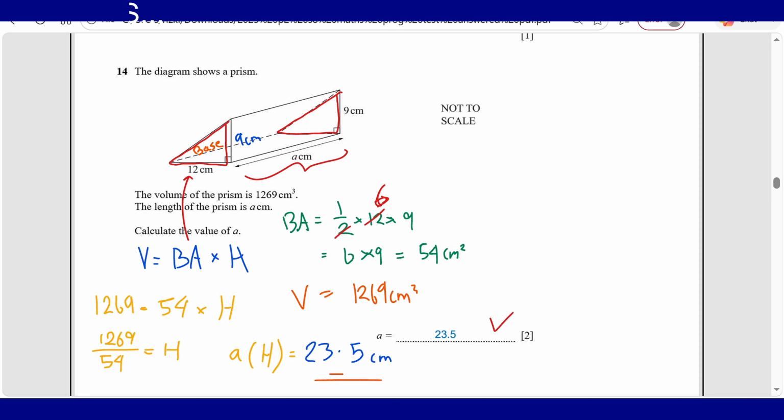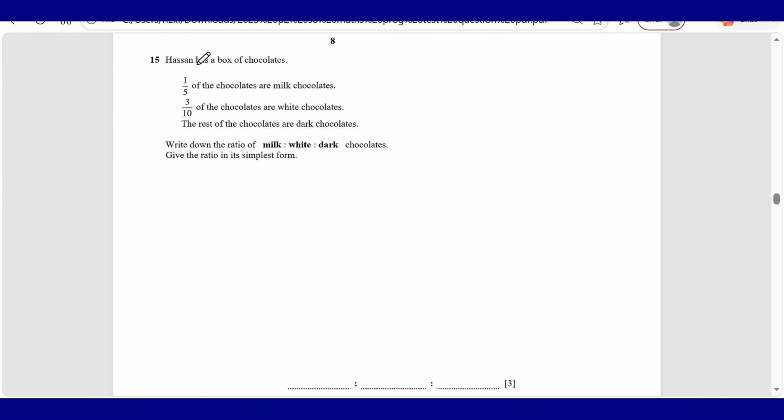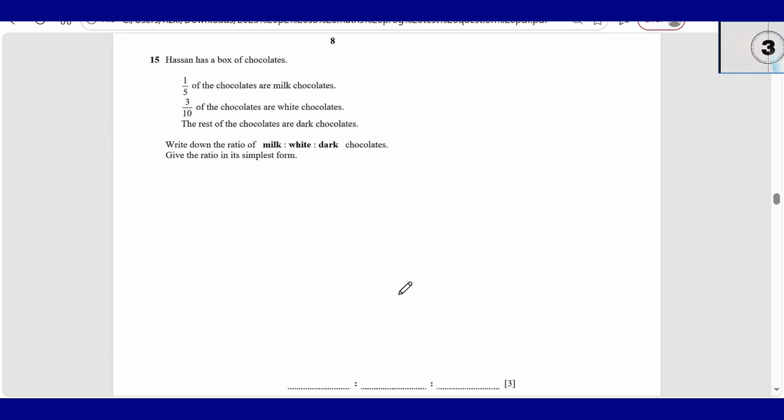Right, let's move on. So guys, number 15: Hassan has a box of chocolates. 1/5 of the chocolates are milk chocolate, 3/10 of the chocolates are white chocolate. The rest of the chocolates are dark chocolate. Write down the ratio of milk to white to dark chocolate. Give the ratio in its simplest form. Alright, when the timer returns to 0, we'll reveal this answer, guys.